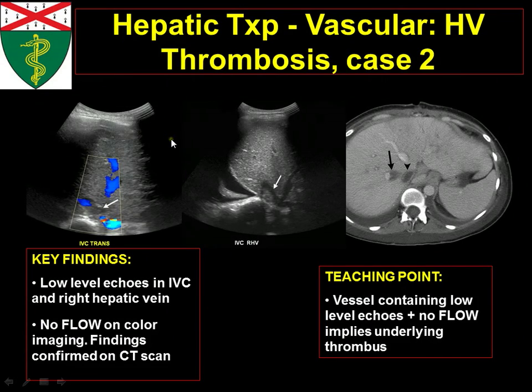This is another nice case of a thrombus here at the junction of the hepatic veins and IVC, going into the IVC, nicely seen on the CAT scan as well. So hepatic vein thrombosis in this patient.